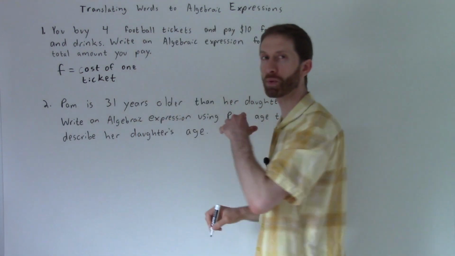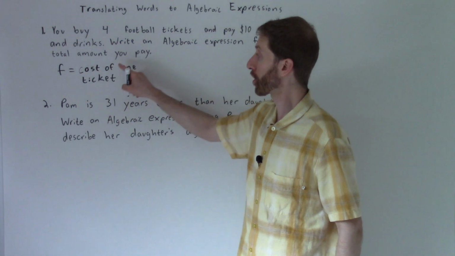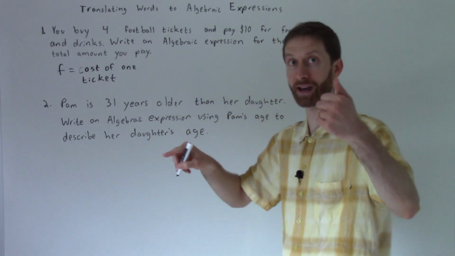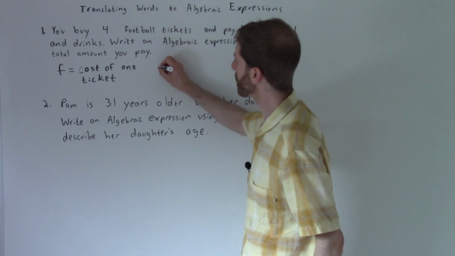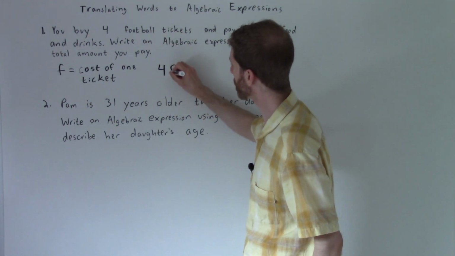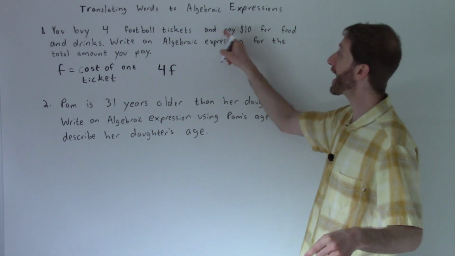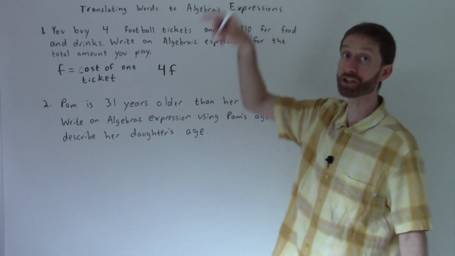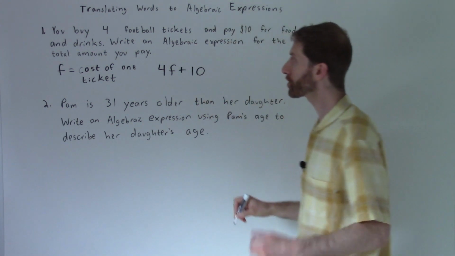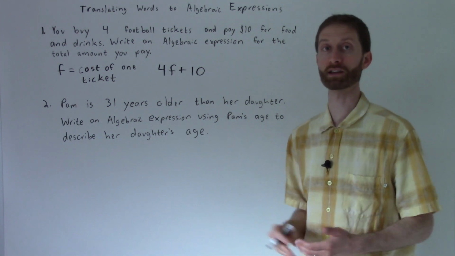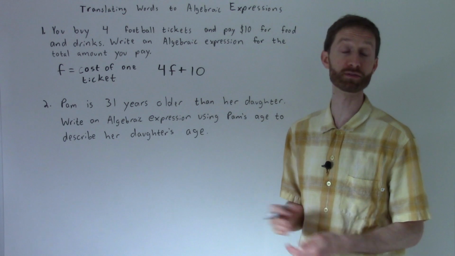Now, as I read this problem, I like to translate as I read. We've got 4 of the cost of one ticket, because we're going to be adding the cost of one ticket 1, 2, 3, 4 times. So as I read that, I think, well, that's the expression 4 times the cost of one ticket, or 4F. In addition to that, I'm going to pay $10 on top of that for food and drinks. And before you know it, you've built your algebraic expression rather than trying to figure out what it is from just recognizing problems that you've seen in the past.